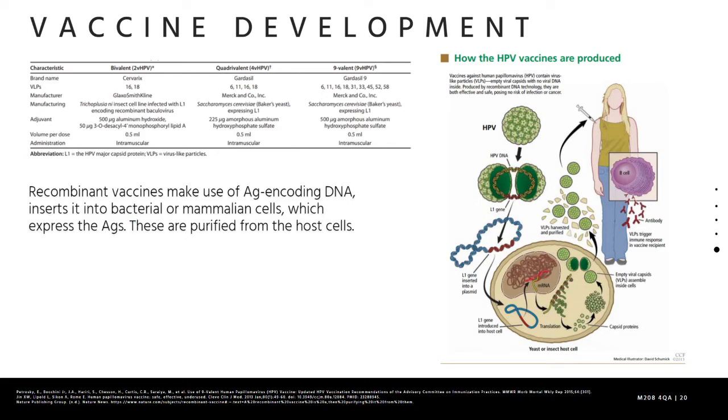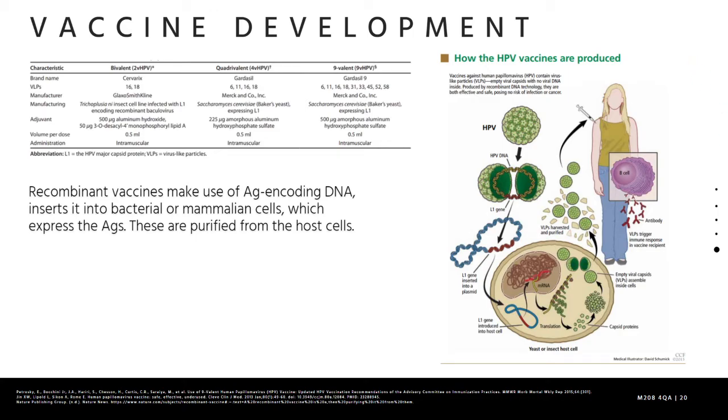And if you remember from our lecture, in this type of vaccine, you get the DNA encoding an antigen that should be responsible for stimulating an immune response. Then you insert it into a bacterial or a mammalian host cell, and then the antigens will be expressed in these cells. Then you can get it, purify it, and develop it into a vaccine. So let's apply that knowledge in the context of the HPV vaccine.